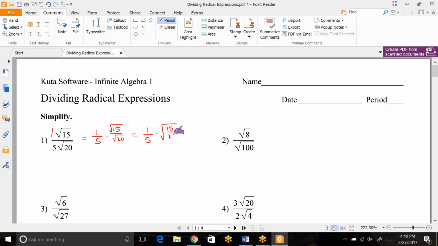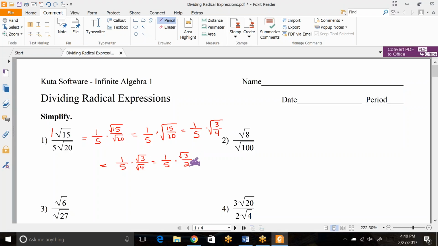The reason I want to do that is because I can then simplify this fraction inside this radical. So this would be 1/5 times the square root of, divide them both by 5, this would be 3 over 4. Now, I would then split it back up into a radical on top and bottom, because if I do that, I can then take the square root of 4. So sometimes putting things together and taking them back apart helps us to simplify.